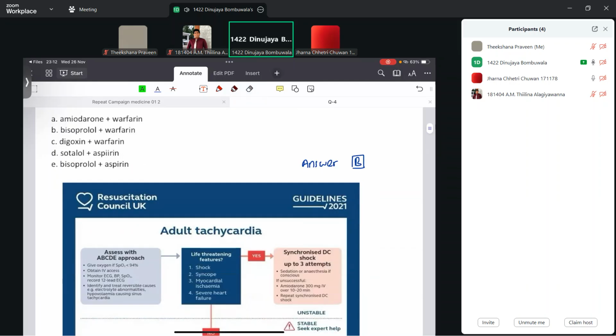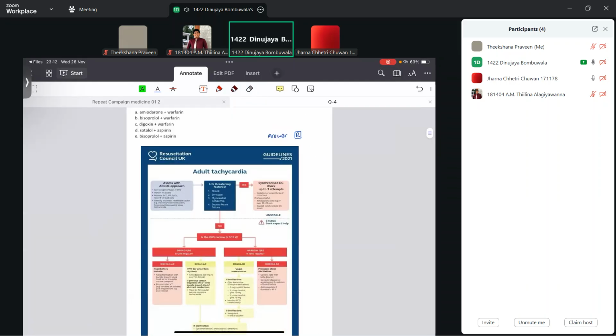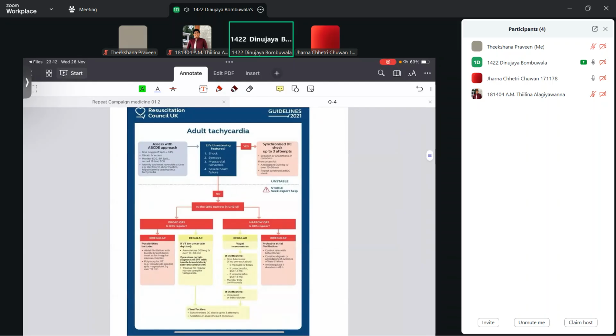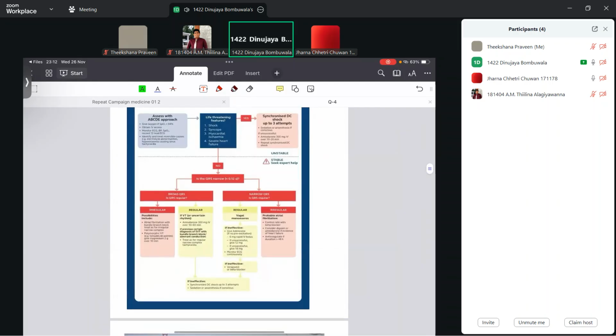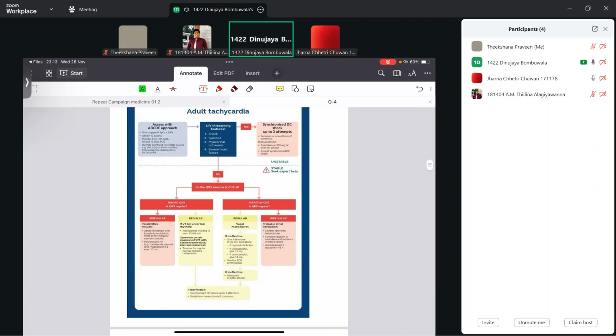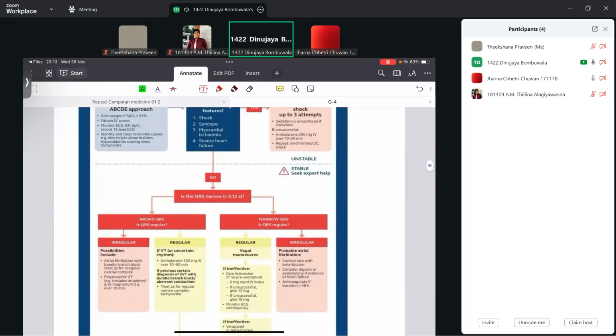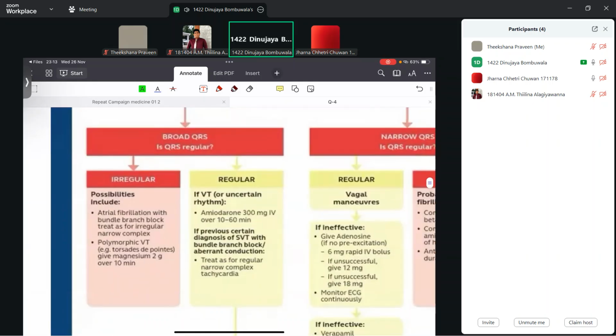And you guys must go through the arrhythmia management flow charts for tachycardia management, bradycardia management, the heart blocks, and all those things. They will ask each and every thing from here, they can ask anything.